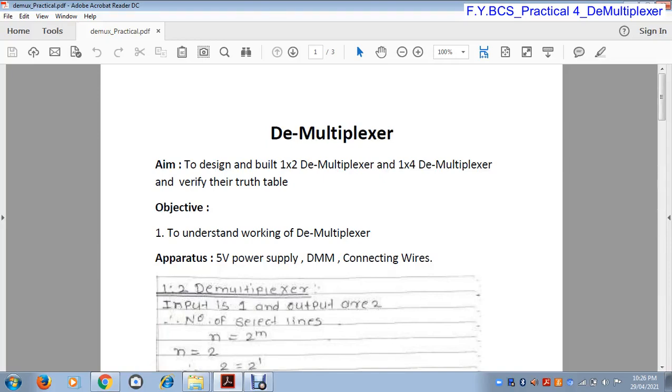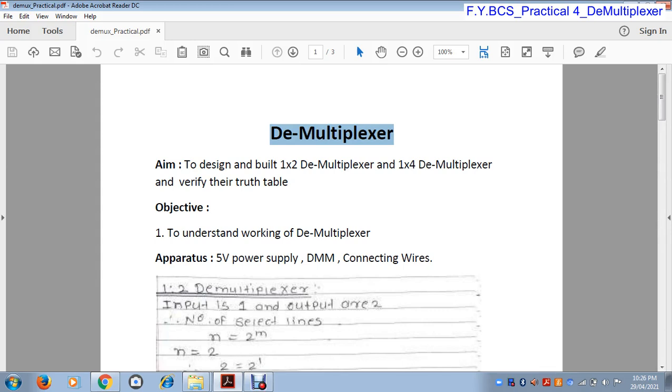Hello students, today we are going to see our fourth practical, which is demultiplexer. In the last practical we saw the multiplexer. Now in this practical we will see demultiplexer. We know what a demultiplexer is. A demultiplexer means one into many. That means a demultiplexer has only one input and multiple outputs.